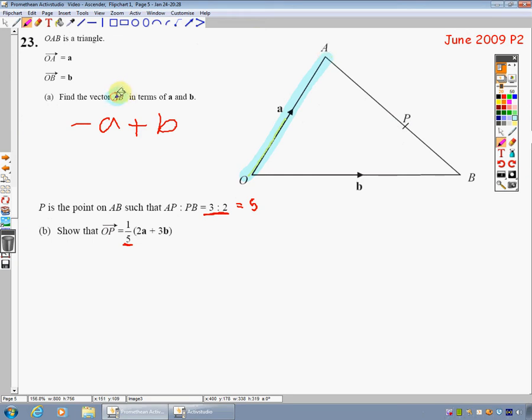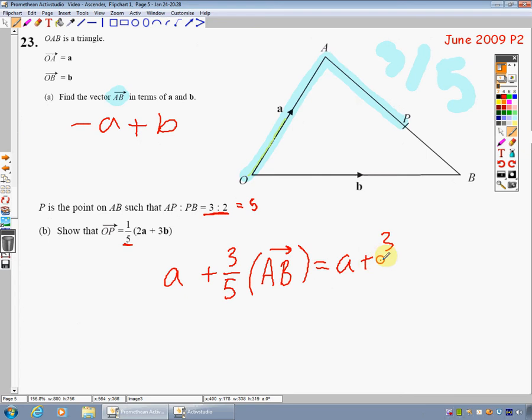I only want to go 3 parts out of how many parts total? 5, I hear you shouting. I'm grateful for that. Okay, 5 parts in total. We just want to go 3 parts, 3/5, 3 out of the 5 parts down there. So I'm going to write out my equation here. I'm going to do from O to A, so it's going with the grain, so it's going to be plus A, and then I'm only going to do 3/5 of my vector AB, which we've got from my previous question. So if I substitute that in, that's going to be A plus 3/5 of minus A plus B.